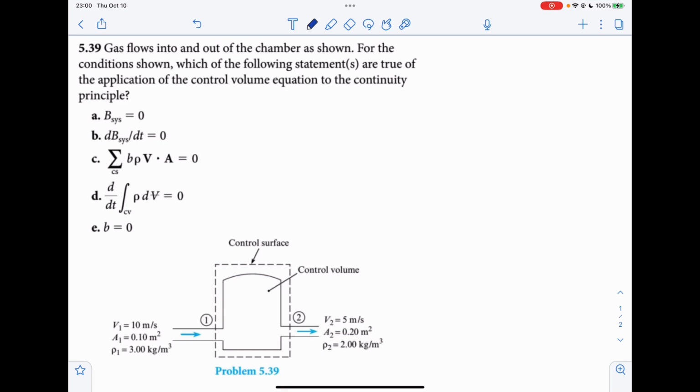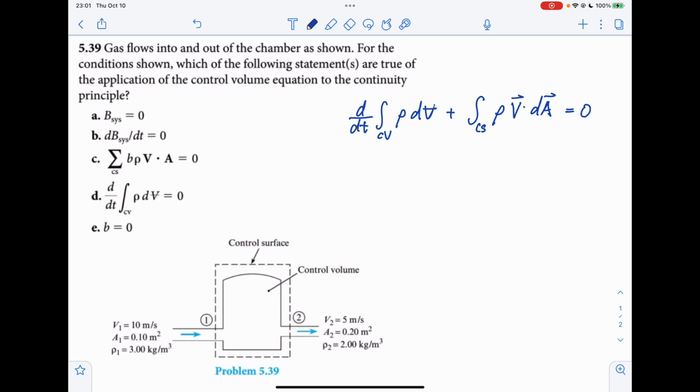So first we look at this problem. We have a chamber here and we have a control surface and the control volume. If we write down the continuity equation, it will be d over dt of the integral over the control volume of rho times dV, plus the integral over the control surface of rho velocity times the area, which should be equal to 0. So this is our continuity principle.